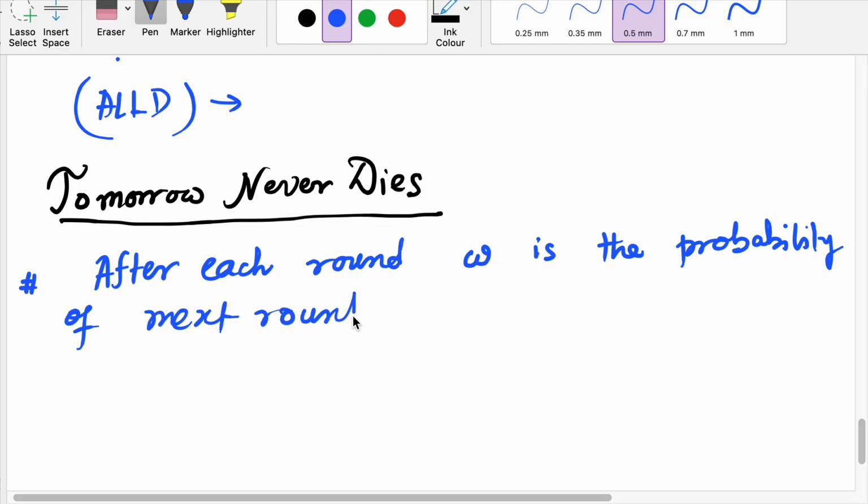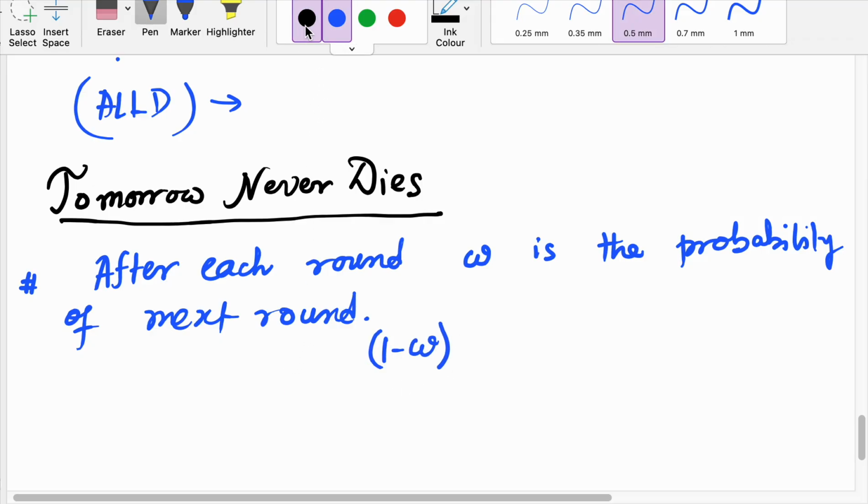So if we play this round, then we only know the probability that with some probability there may be some other interaction between us. We only know the probability, not the number of rounds we are going to play. With probability w the next round may occur, and with probability 1 minus w the next round may not occur.